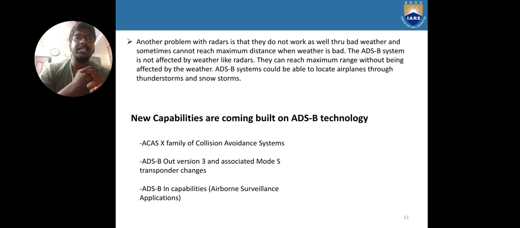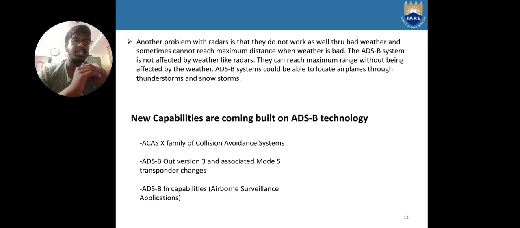Another problem with radars is that they do not work as well through bad weather and sometimes cannot reach maximum distance when the weather is bad. The ADS-B system is not affected by any kind of weather like radars are. It can reach maximum range without being interrupted or affected by the weather. It can locate airplanes in thunderstorms and even in snowstorms.